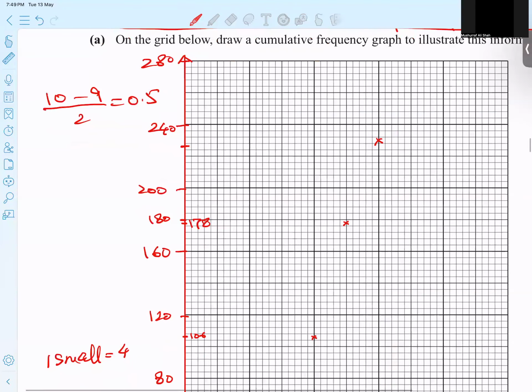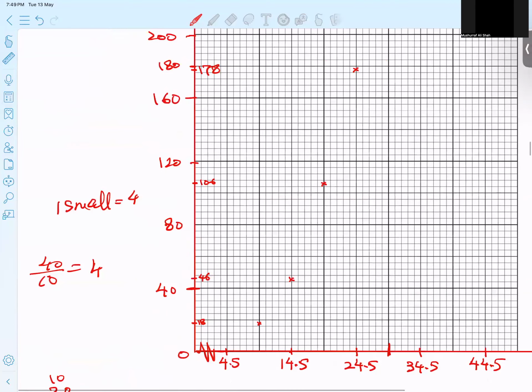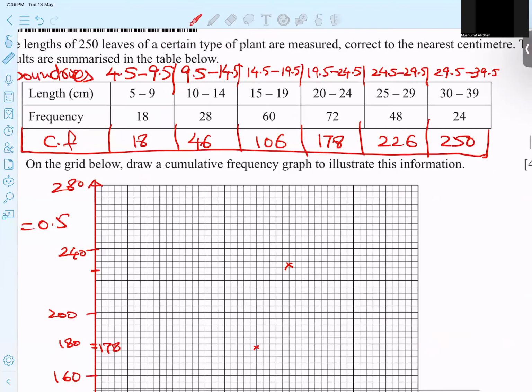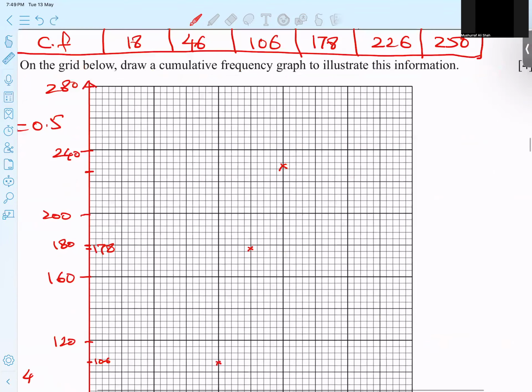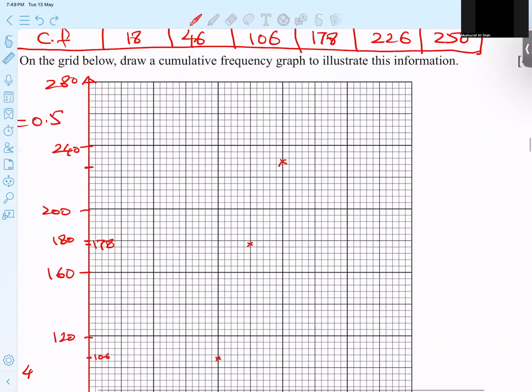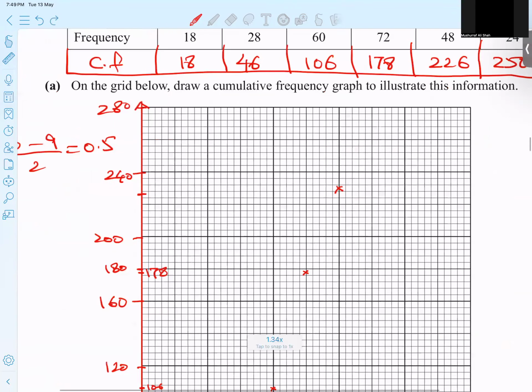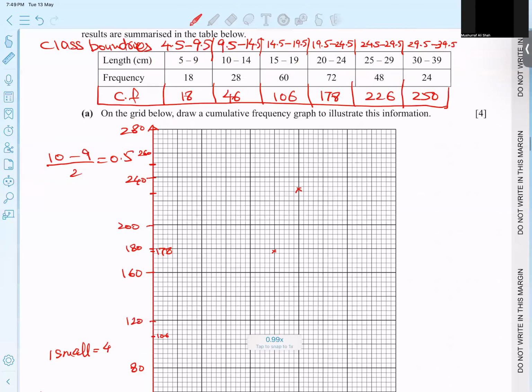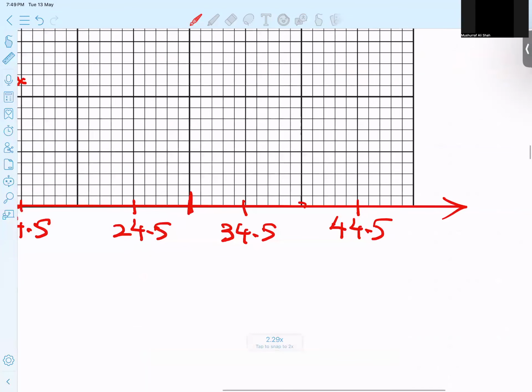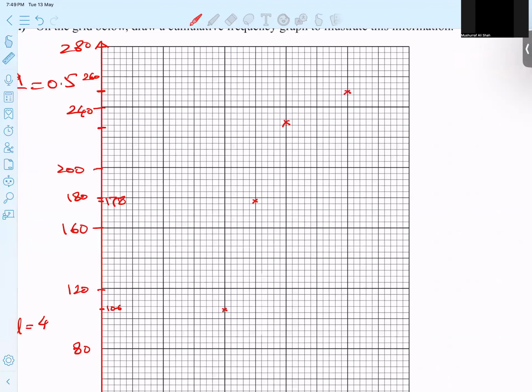And last, I think the last number is 39.5 and 250. Where is 250? This is 260, and 250 is exactly in the middle here. And 39.5 is coming here. So my point is coming here. I think all ideas are very clear.